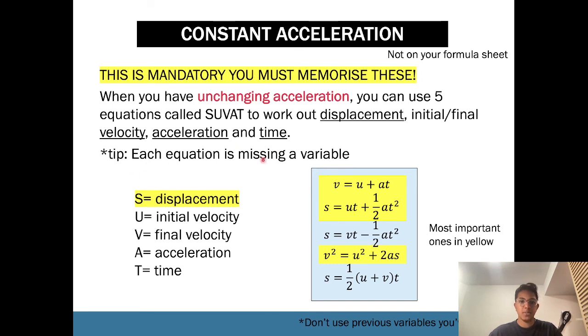So each equation is missing a variable that the other ones have. These, I think, are the most important ones. The others, so this one I've barely ever used. This one hardly ever gets used because you can always use one of the other ones instead. I've used this one a couple times, but I've almost never used this one here.